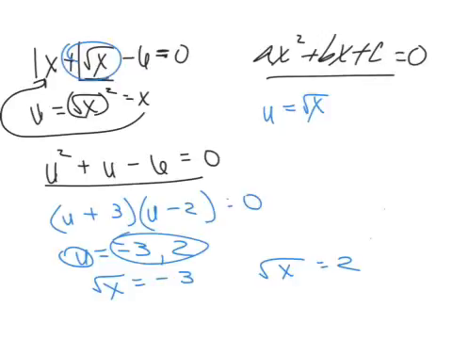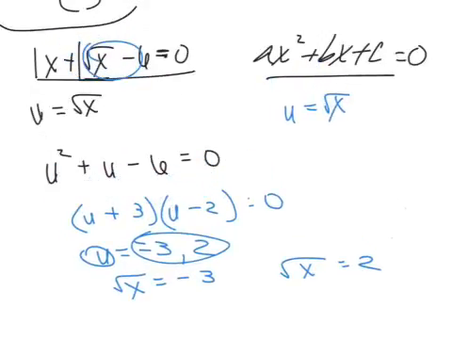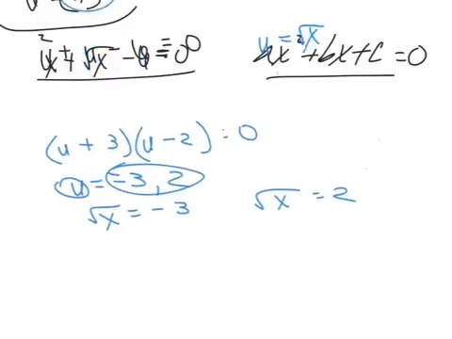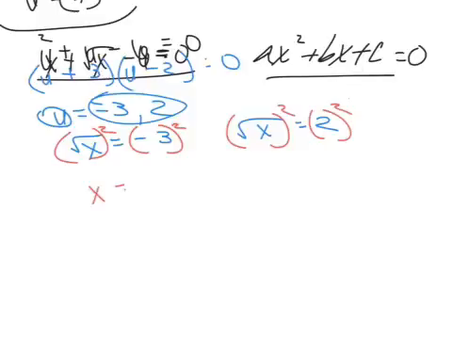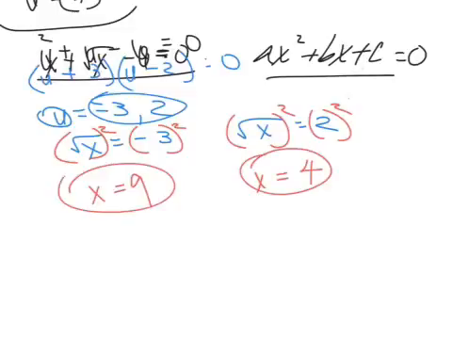Okay, now watch what happens here. Now in order to find x, what do we do? It's in a radical, so to get rid of the radical, you square it. And you square it over here. So we have x equals 9 and x equals 4. And that's what I'm looking for as an answer.